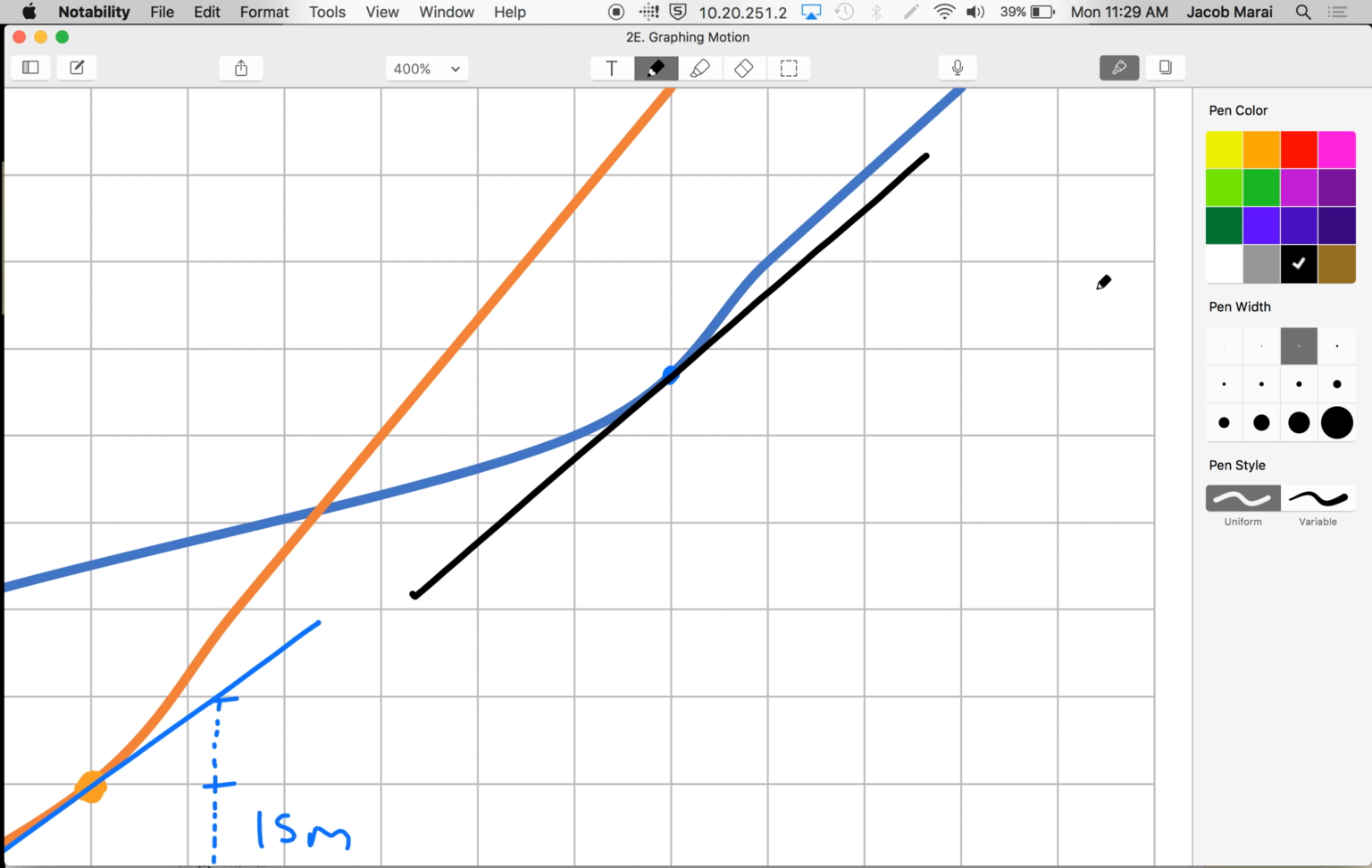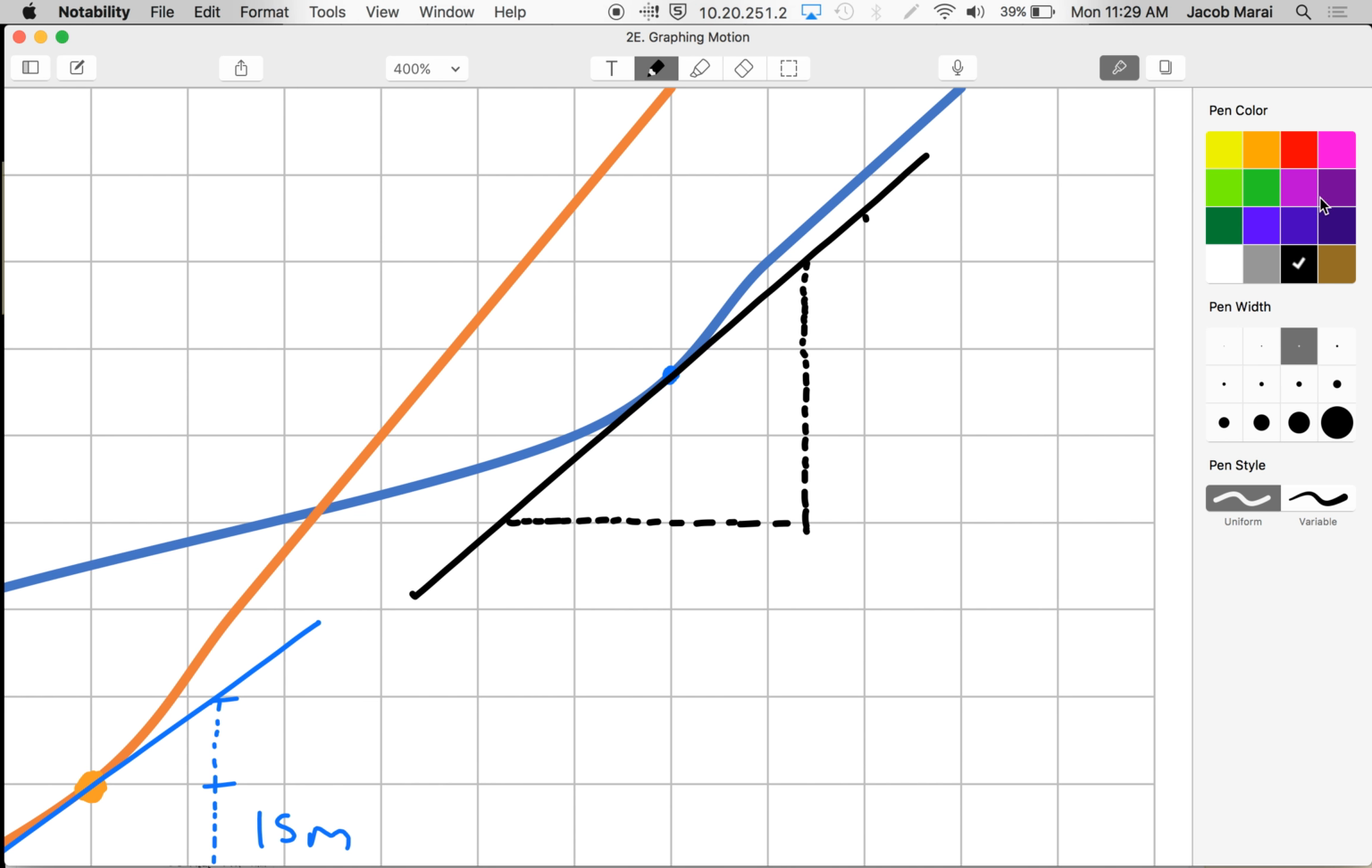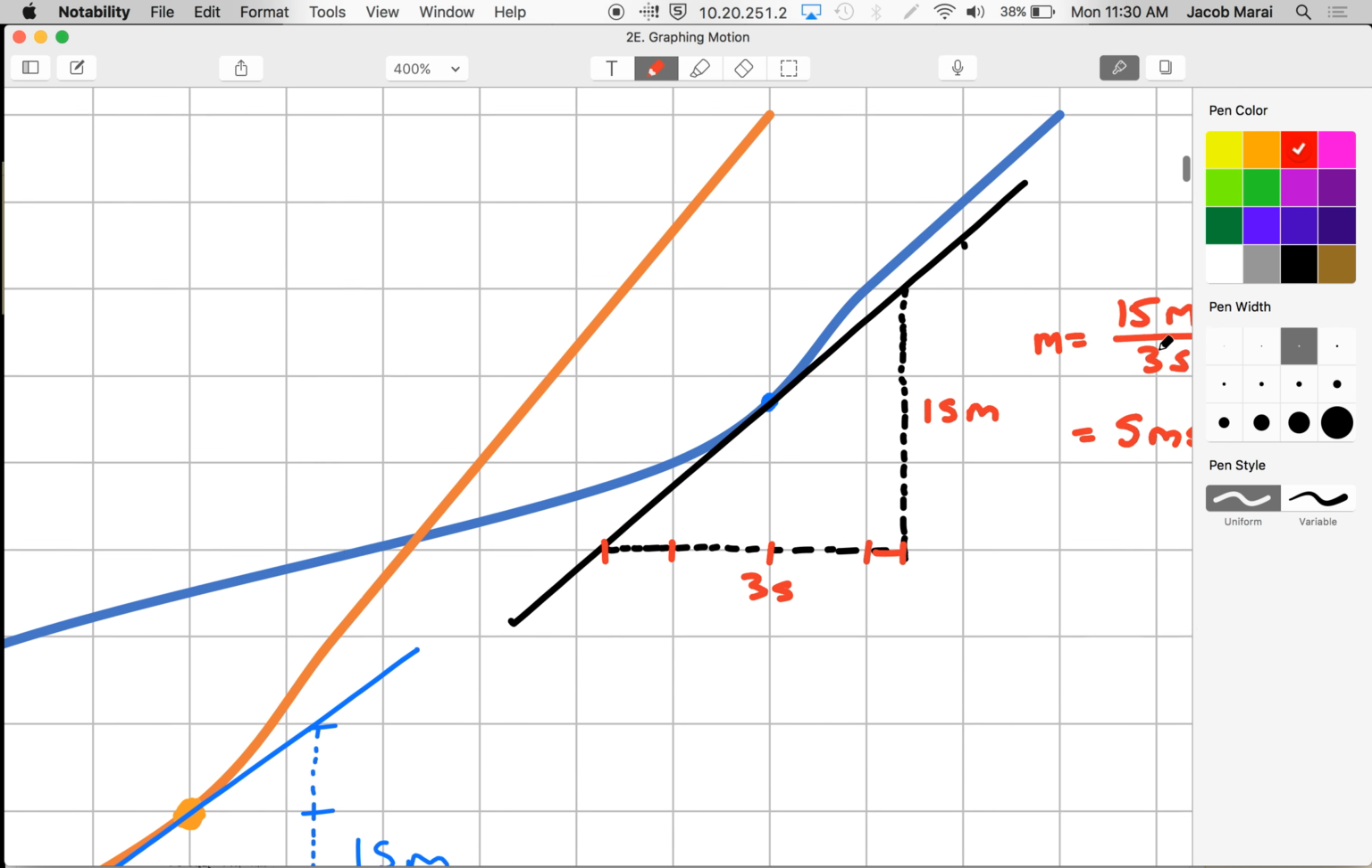And then pick an appropriate line. Again, for me, there doesn't really seem to be any appropriate line. Again, I've picked 15 meters as my rise, and then I've got 1, 2. This could almost be 3 seconds. Wait, so it's rise over 1? Yep. So for this one, they're so close. I've got the black line is slightly steeper than the blue.